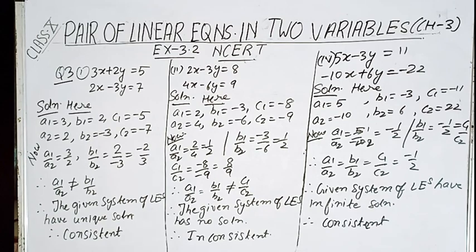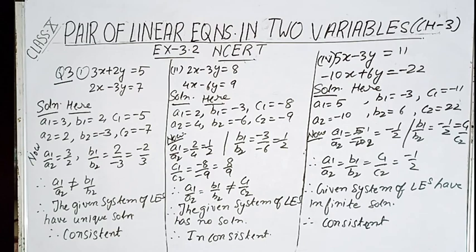Now children, we know that a system of linear equations will be consistent if it has at least one solution or infinite solutions. And the system of linear equations is said to be inconsistent if it has no solution. We also know the conditions of inconsistency and consistency. So let us do question number 3. I have written subparts number 1, 2 and 4.